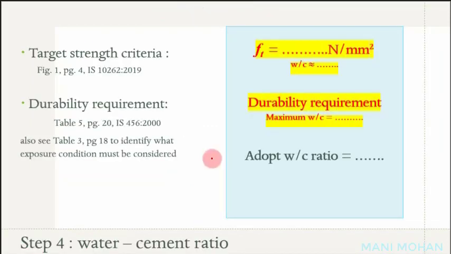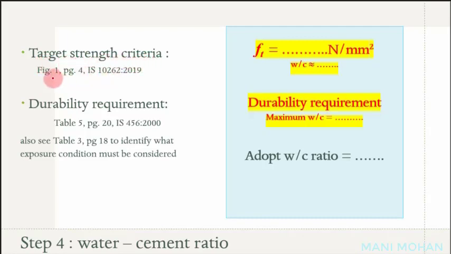Step 4. Water cement ratio. The selection of water cement ratio depends upon two factors: target strength and durability requirement. So based on target strength, you are going to compute the water cement ratio, and then again you are going to consider the durability requirement. Based on that, you will compute the water cement ratio. Whichever is minimum, that water cement ratio has to be adopted.